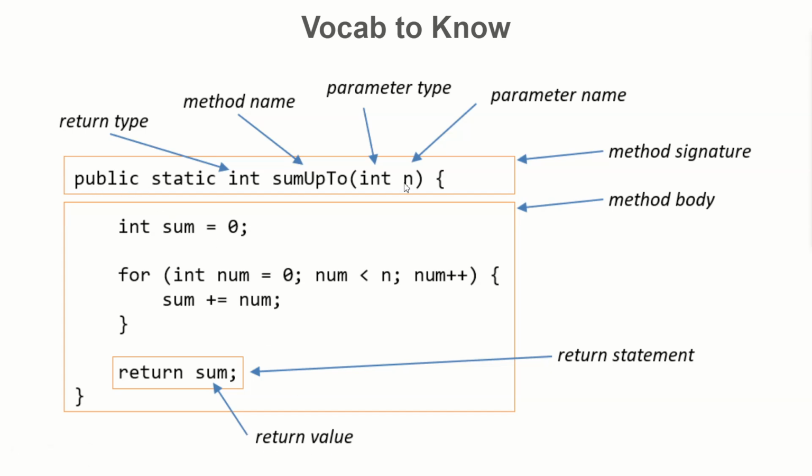This entire first line of the method is called the method signature. That's a very important one to know. The inputs that the method accepts are called parameters. And just like when you declare any type of variable, you have a data type and a name. So this would be the parameter type and the parameter name. And of course, you can have multiple parameters. Finally, the part inside the curly braces is called the method body.